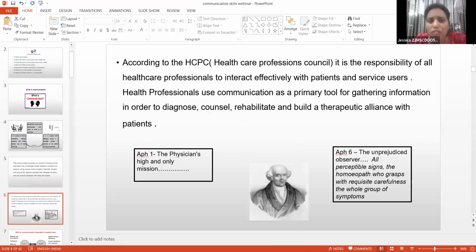Now, according to the Health Professions Council, it's the responsibility of the healthcare professionals to interact effectively with patients and service users. Healthcare professionals use communication as a primary tool for gathering information in order to diagnose, counsel, rehabilitate, and build a therapeutic alliance with patients. Here I would like to focus our attention on the fact that the responsibility to communicate well is the responsibility of the healthcare professionals.